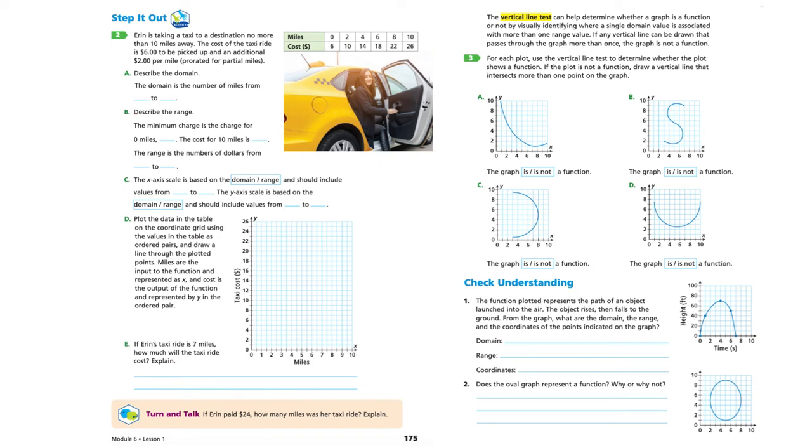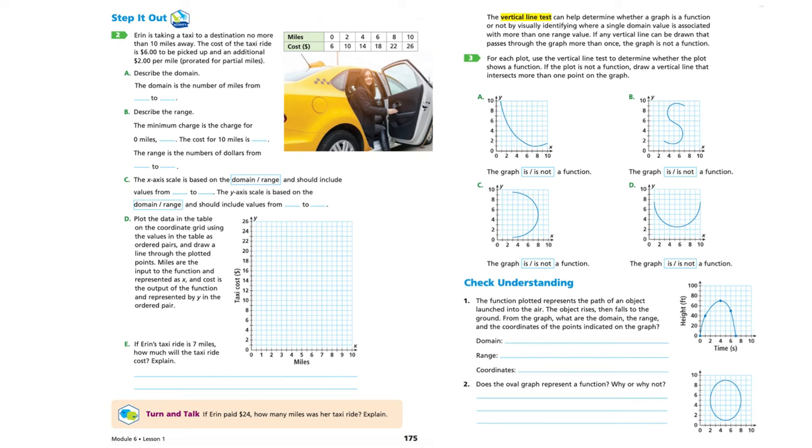B, describe the range. So the cost, the output, is going to be the range. That would be what you would consider the y-coordinate if you were graphing this. And so it says the minimum charge is the charge for 0 miles. And so what's the charge there for 0 miles? The cost for 10 miles is what? And then the range is the number of dollars from what to what.